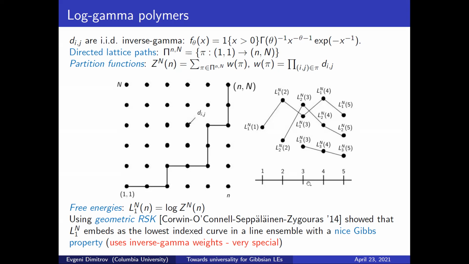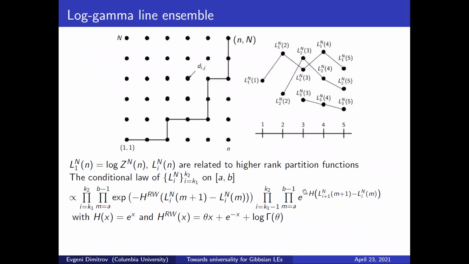Let me give you some flavor of what this ensemble looks like. I'm not going to define it for you. It's a little bit too complicated to do that in a short amount of time. But what I want to mention is that the lowest index curve is just the point-to-point partition function free energy of the polymer model. Now the other curves in this ensemble are also related to free energies, but from higher rank partition functions. So the point here is that they have some physical meaning related to the polymer. They're not just some abstract construction that doesn't make any sense. They have some physical meaning.